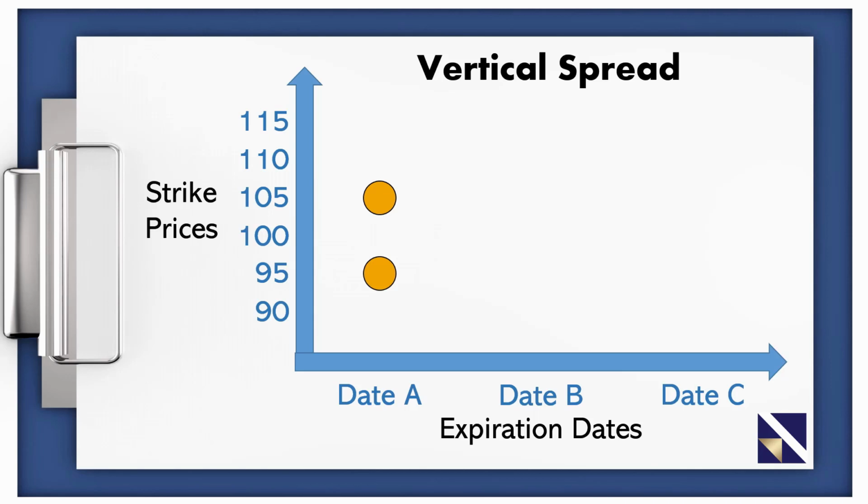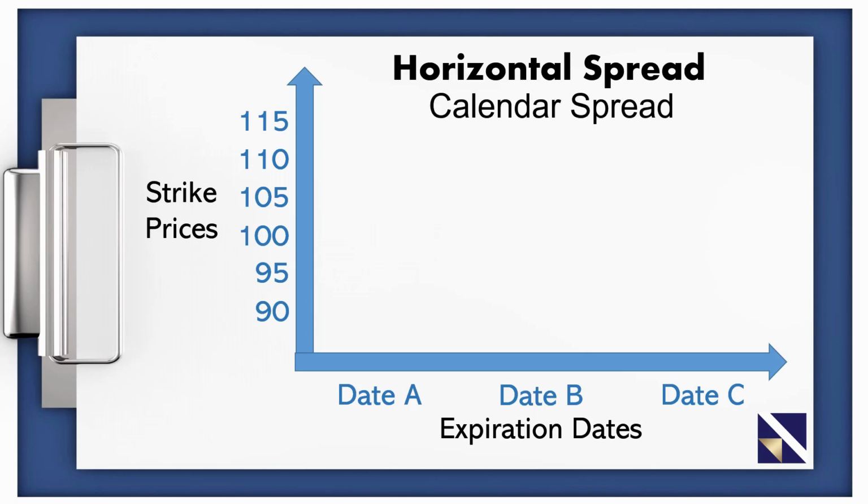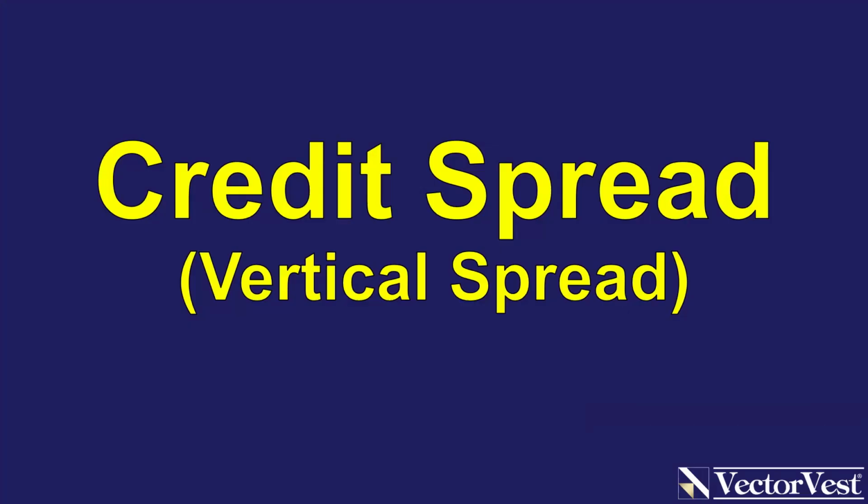There are other spreads, such as the diagonal spread, that spreads things out diagonally. You'll have different strike prices, but they'll have different expiration dates. Lastly, you have the horizontal spread, commonly called a calendar spread. Here you use the same strike price for your options, but the options have different expiration dates. Okay, let's dive deeper on credit spreads, which is a type of vertical spread.